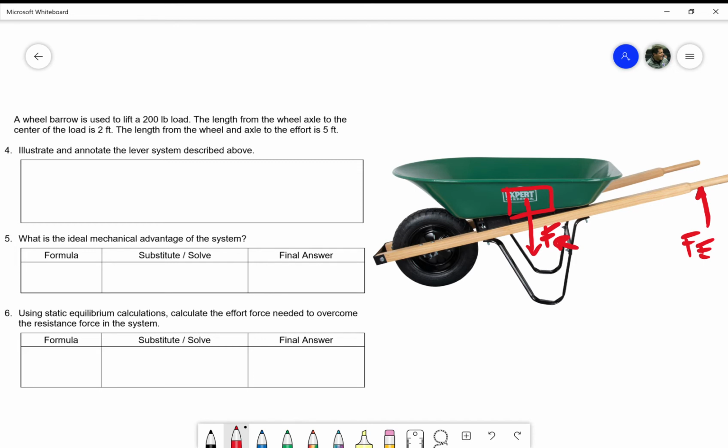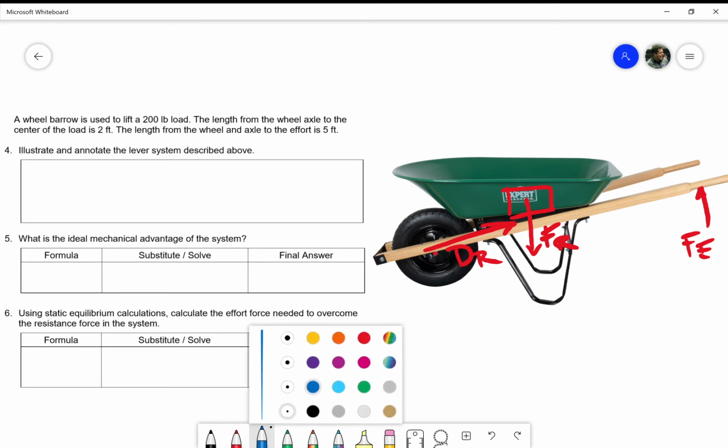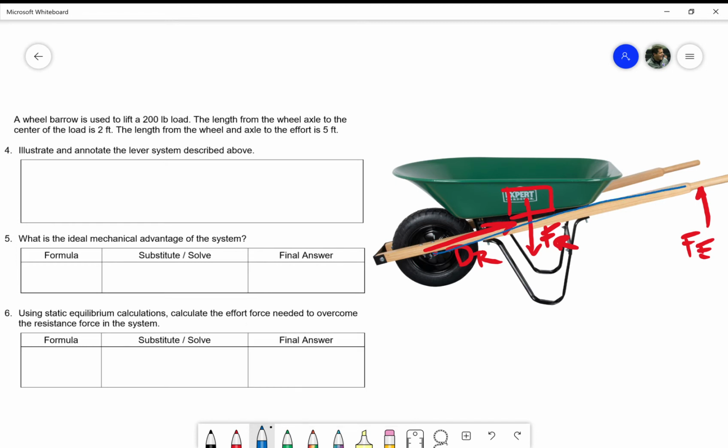I have my distance from the center of the axle to the load, this distance right there. That's going to be our resistance distance, dR. And then we have the effort distance, which is going to be from here all the way to there. So dE is going to be that.